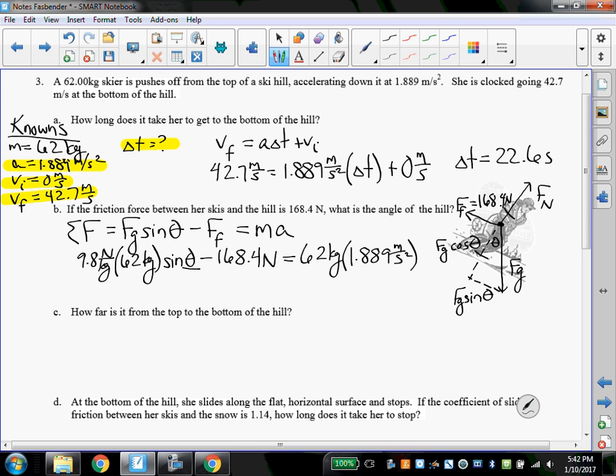So what we can do is we can try to simplify this a little bit. So 9.8 times 62, well, that is 607.6 sine of theta. And I'm going to go ahead and add that 168.4 to the other side, so that when it is added to 62 times 1.889, we're going to end up getting what should be on the right-hand side of the equal sign. So that should be 285.52.